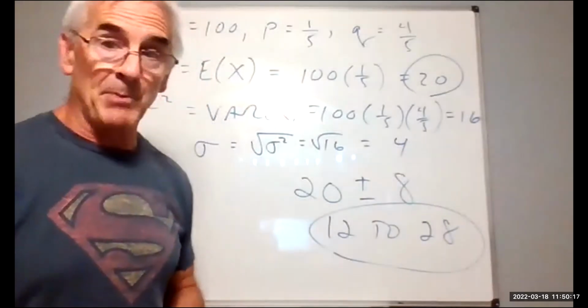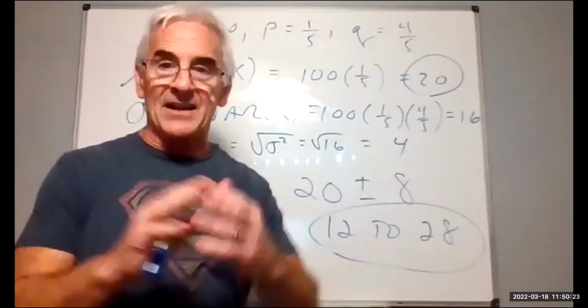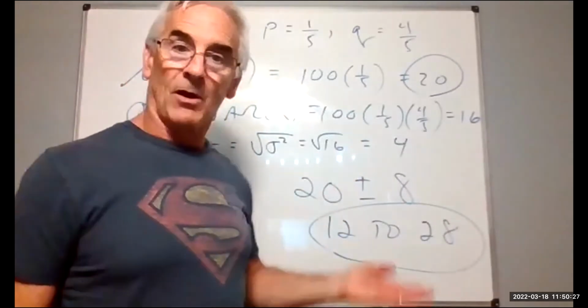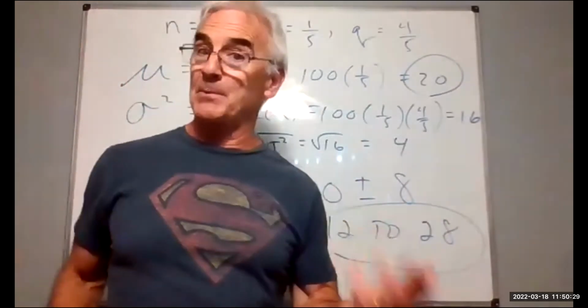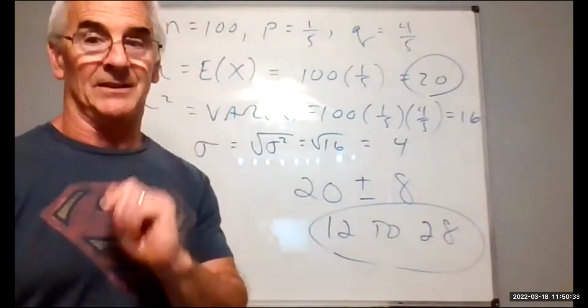Is it mathematically possible to be outside the range? Of course it is. But the vast majority of all outcomes, if I added up their probabilities, it'd probably be more than 95% of the outcomes are in that range. It's mathematically possible to be outside that range. It's just not very likely.